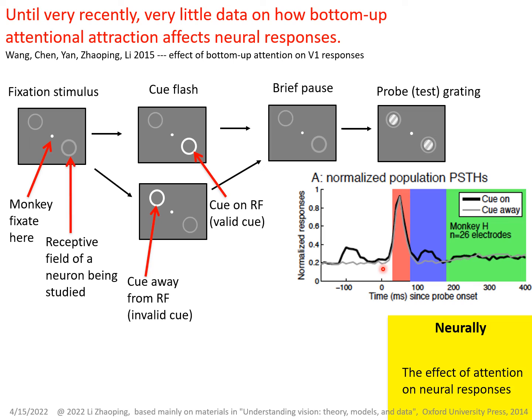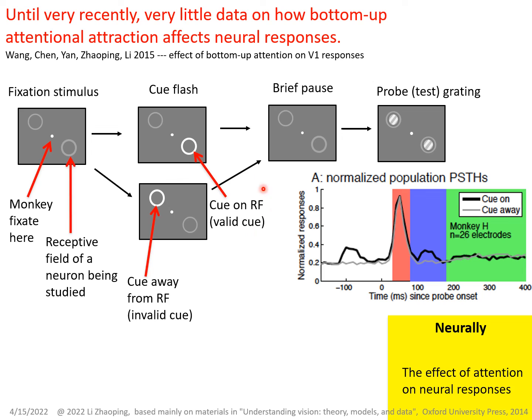Before the neural responses to the probe happened, the neuron actually responded to the cue when the cue is on, but not when the cue is away. You can see the cue appeared roughly a bit more than 100 milliseconds before the probe appeared. However, by the time the probe appeared, the response to the cue had already died down, and the initial response to the probe is independent of where the cue is. However, at around 100 milliseconds after the probe appeared, you can see the response to the probe is much higher when the cue is on the receptive field. That means the neuron's sensitivity to the probe is increased due to this cue.